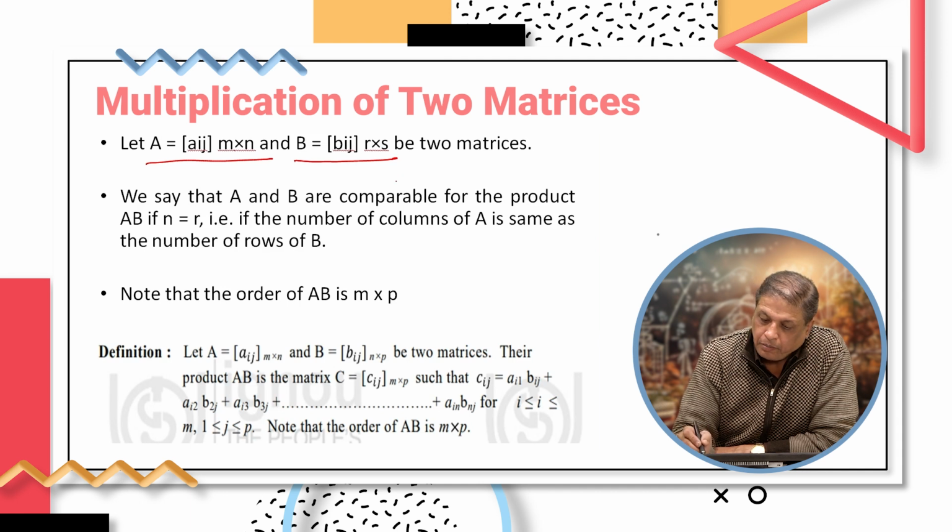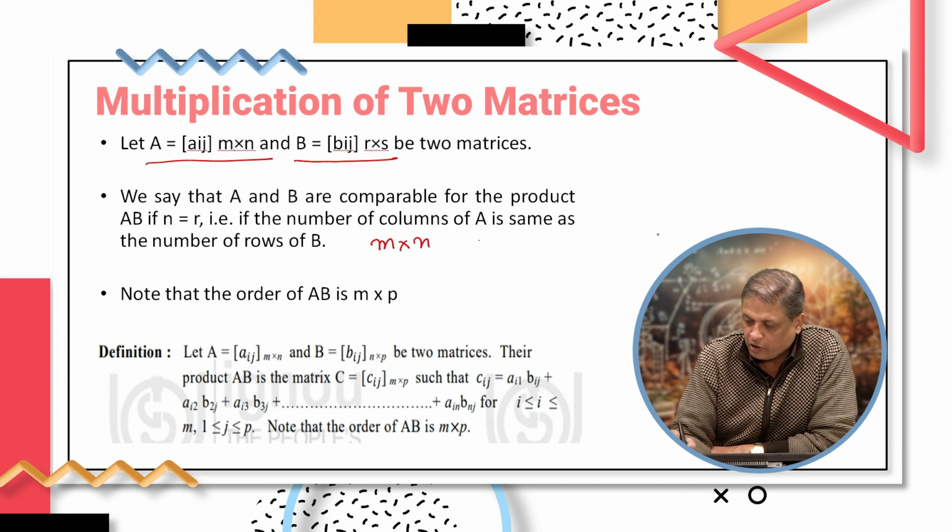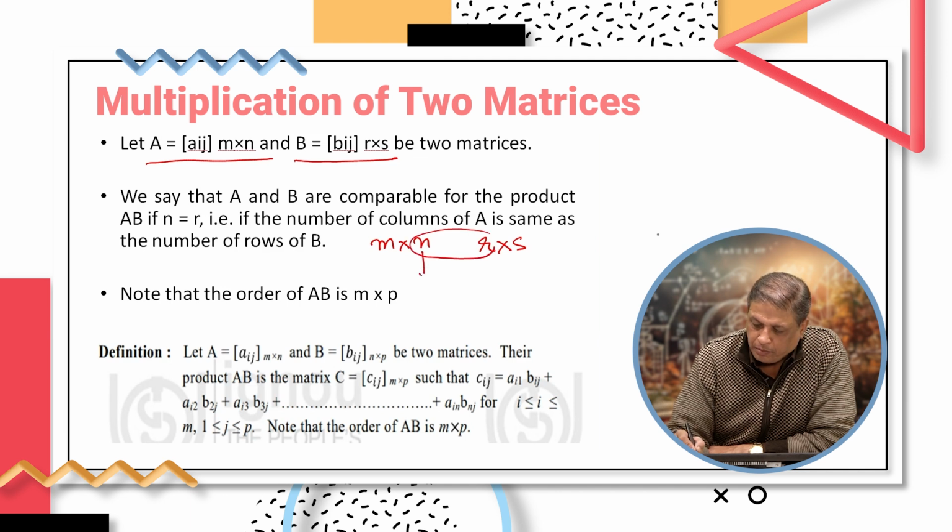Now, matrix multiplication is only possible under a condition. Say we have one matrix of order M cross N and another matrix of order R cross S. Then N should be equal to R. That is, the number of columns of the first matrix should be equal to the number of rows of the second matrix. Apart from this, the second observation is that the resulting matrix will be of the order M cross S.